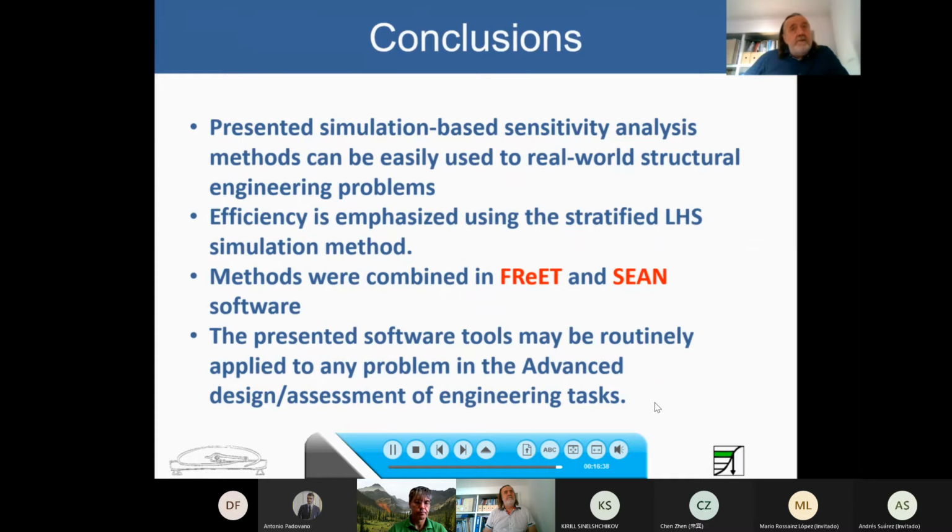Efficiency is emphasized using the stratified Latin hypercube sampling simulation technique, which is efficient for time-consuming problems. Methods were combined in FReET software, briefly presented. And this presented software tool may be routinely applied to any problem in advanced design and assessment of engineering tasks.